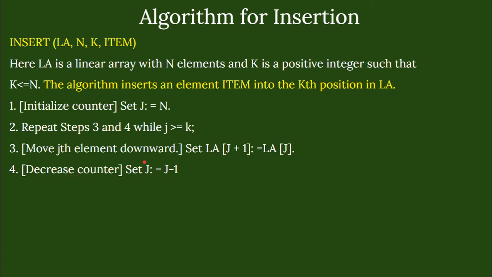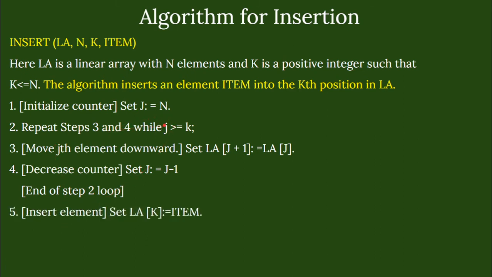And then once you push the element, we have to decrease the counter also. So J = J - 1. Now these are the two steps that have to be repeated, as long as J is greater than or equal to K, where K is the position and J is set to the size of the array. Then the element is pushed and the counter is decremented, and now the space is created for the element.